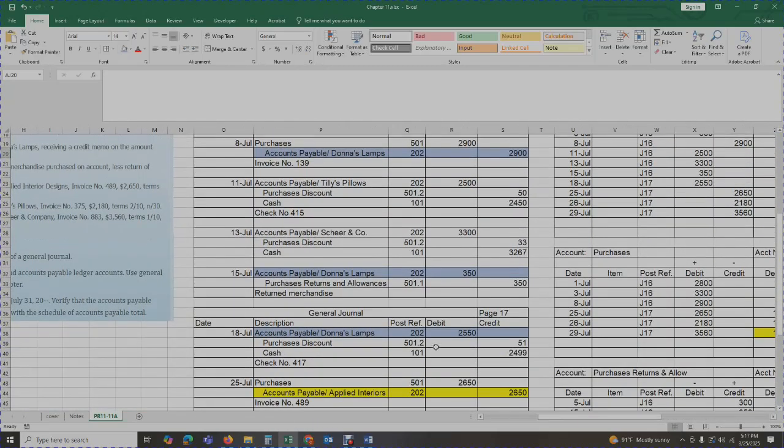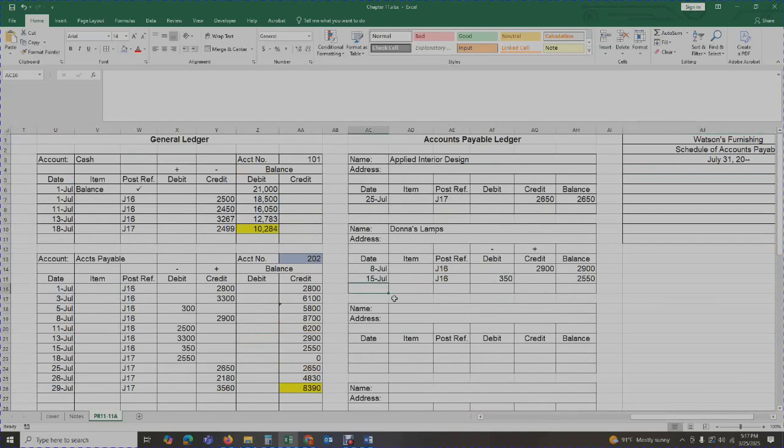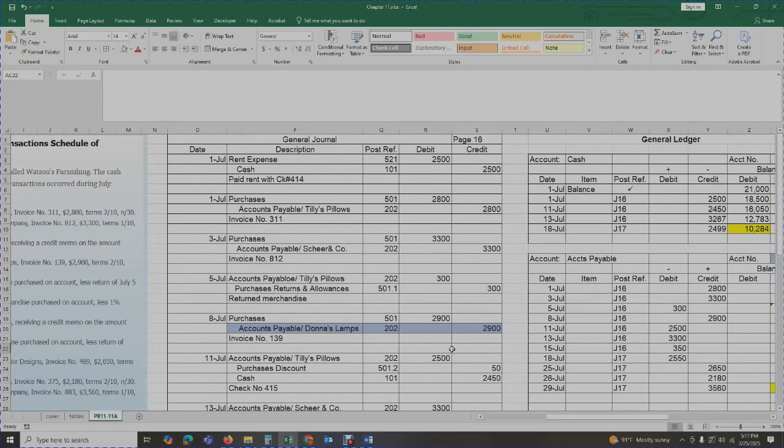Now let's look at the third one. We have accounts payable, Donna's Lamps. We've got a debit of $2,550. Okay, so let's put it in. This is happening on the 18th, on Journal 17, and we have a debit of $2,550. So we owed $2,550, and then we have a debit of $2,550. So for Donna's Lamps, we don't owe anything. We bought something, there was a return, and then we paid off our balance. So we don't owe any money for Donna's Lamps. Hooray.